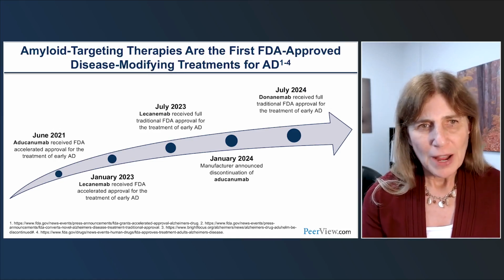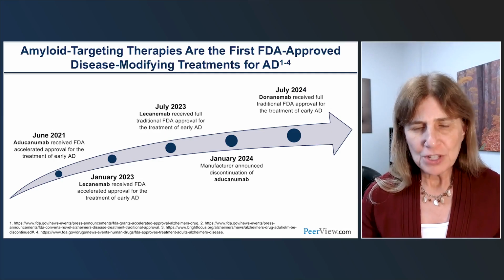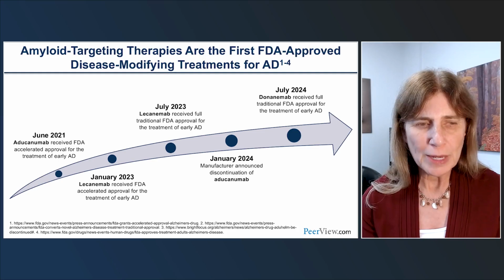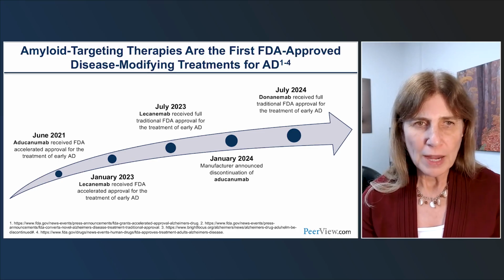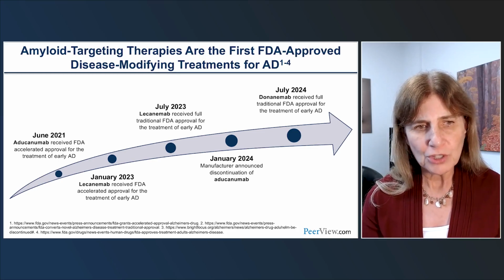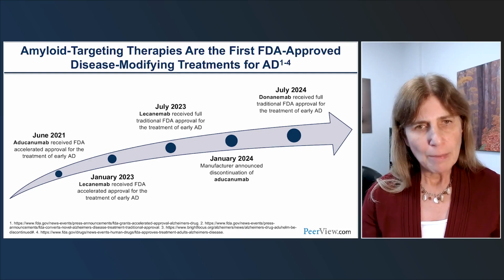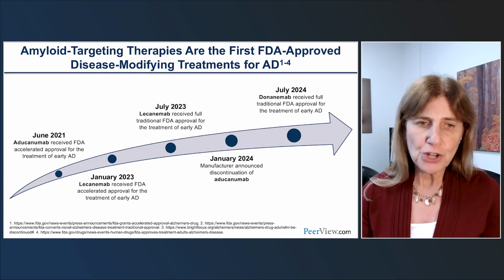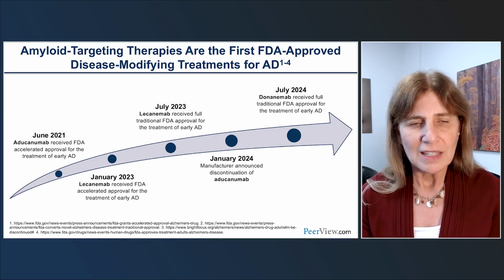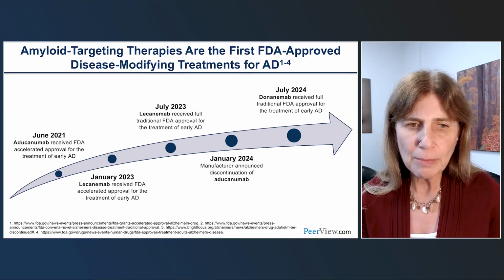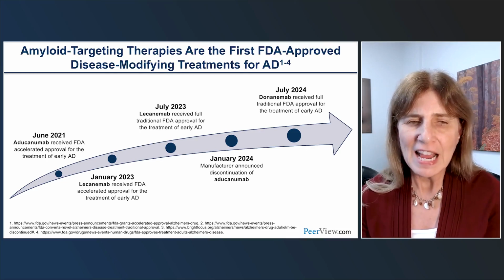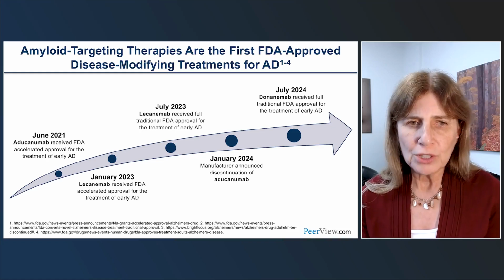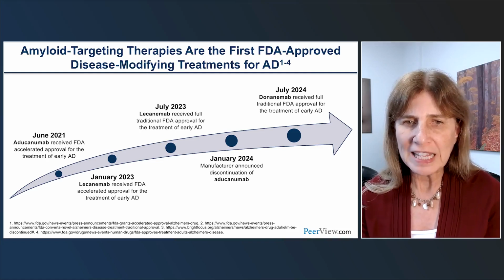Anti-amyloid therapies, or amyloid-targeted therapies, first came into the forefront in June 2021 when the FDA granted accelerated pathway approval to aducanumab. Aducanumab is no longer being manufactured. However, in January 2023, lecanemab received accelerated pathway approval for early AD, and then in July 2023, it received full traditional FDA approval for early AD.